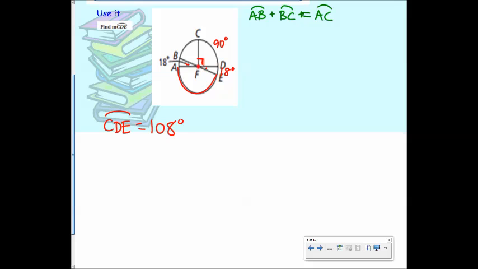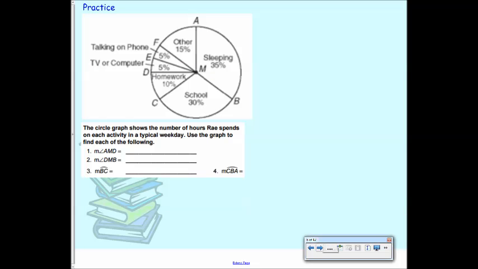All right, so this is probably hard to see on your slides, so you might need to look up here, but you're looking for these four: AMD, DME, BC, and CBA. I'm going to write these a little bigger if you need them. But go ahead and try these four. And remember, if they're all percents, you've got to multiply them by 360 after you turn them into what? Decimals.